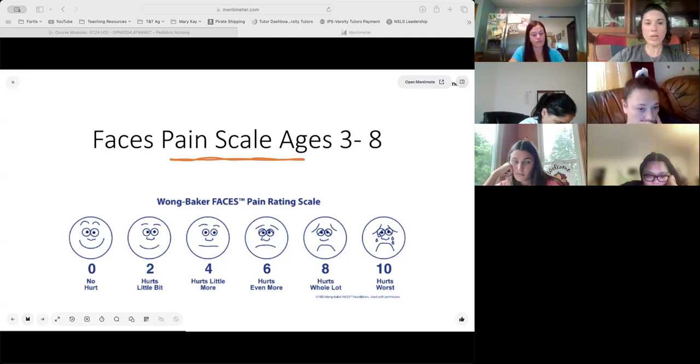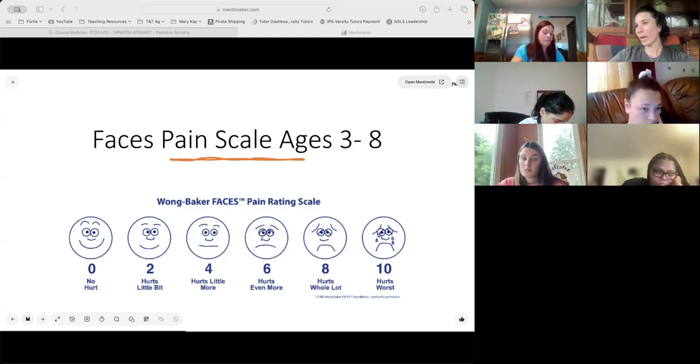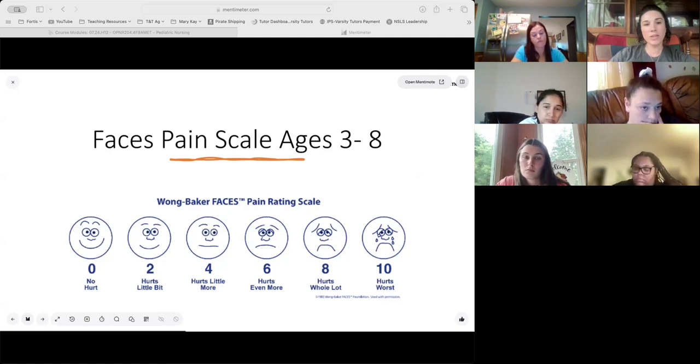Another scale we can use with this age group is the poker chip scale. So I give you 4 objects and you give me back the number that correlates with your pain. If you only give me 1 back, then it means you have mild pain. But if you give me all 4 back, it's the worst pain of your life. So that's our poker chip scale, again, with our 3 to 8-year-olds.